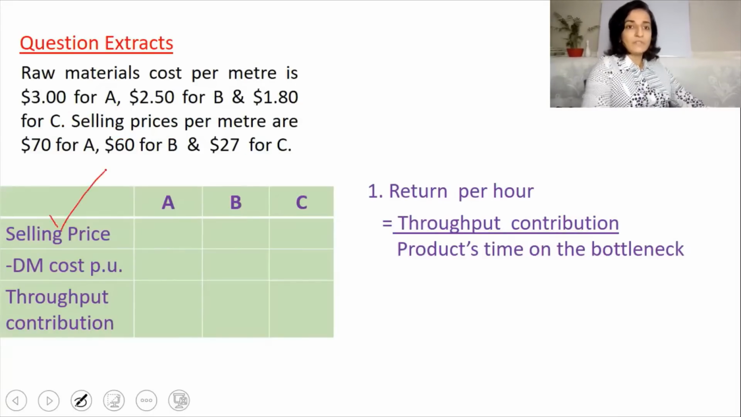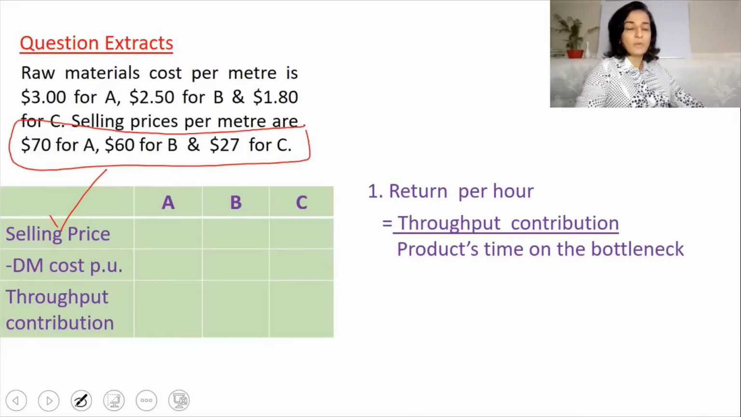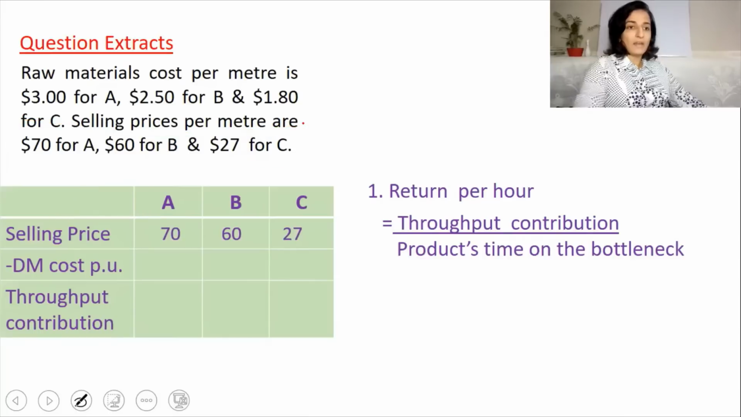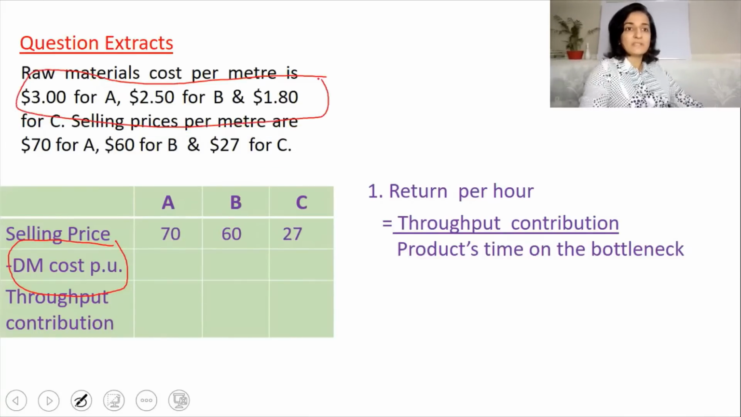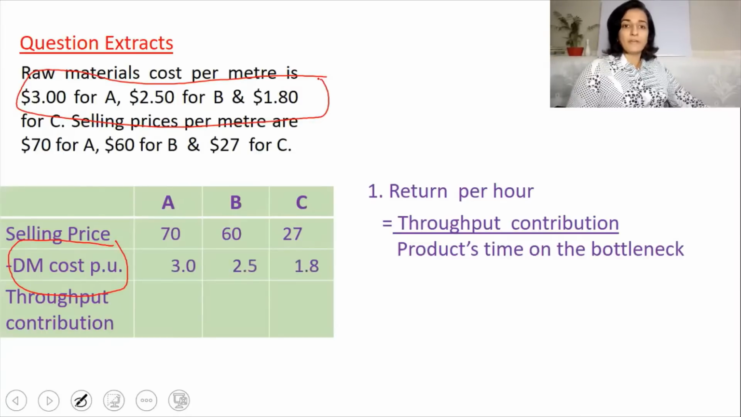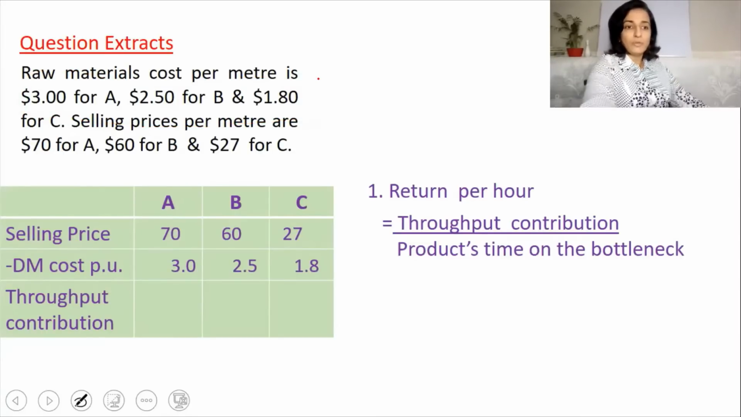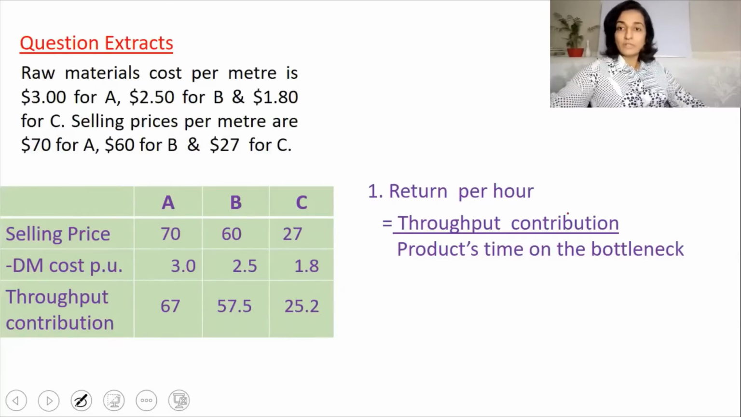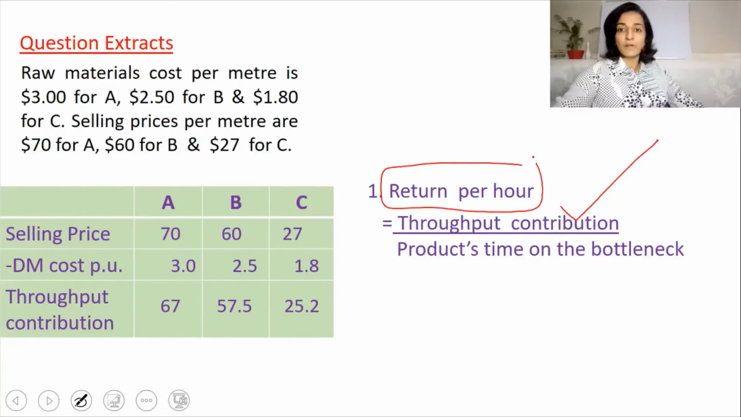So the selling price of the three products I will be copying from the question. That's 70, 60, and 27. And as for the direct material cost, again copied from the question, it is 3, 2.5, and 1.8. So the throughput contribution is selling price minus direct material cost. So we get 67 for A, 57.5 for B, and 25.2 for product C. So now we have got the numerator of return per hour.